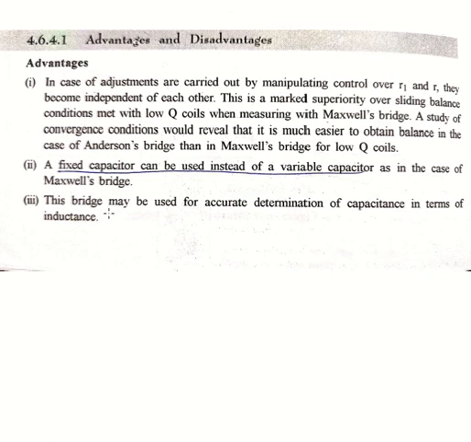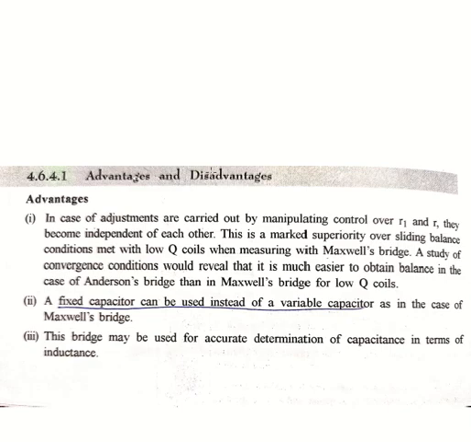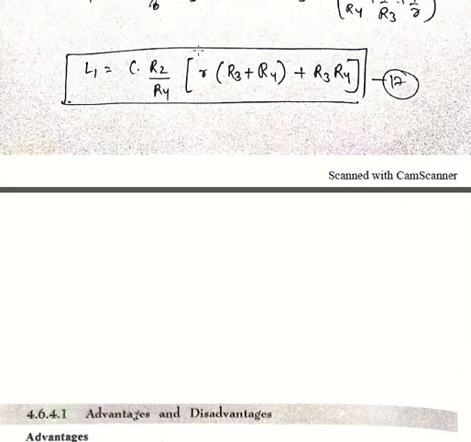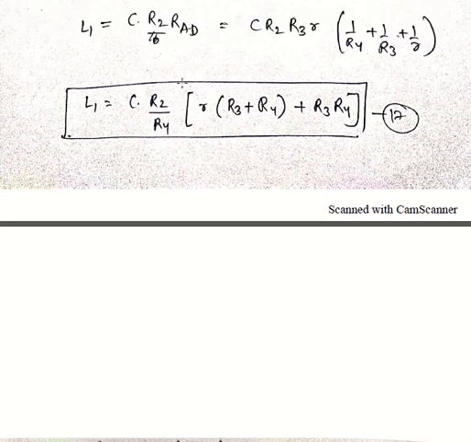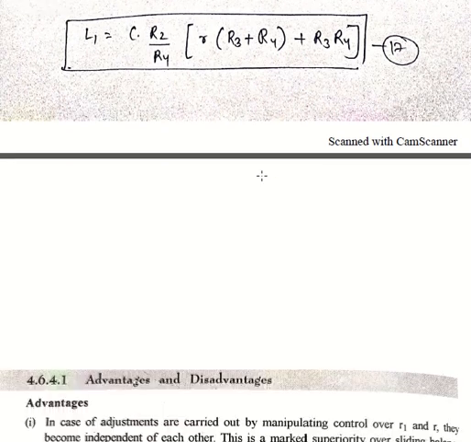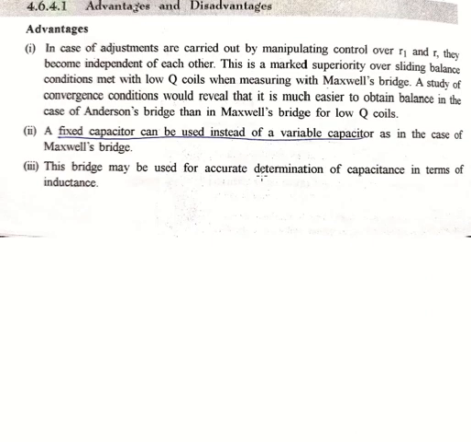Third one is that this bridge may be used for accurate determination of capacitance in terms of inductance. Like from this equation, we can find unknown C if our L1, our self-inductance, is known. If there is some fixed capacitor that is unknown, we can find our capacitance value in terms of inductance. That is what the third point is trying to say.